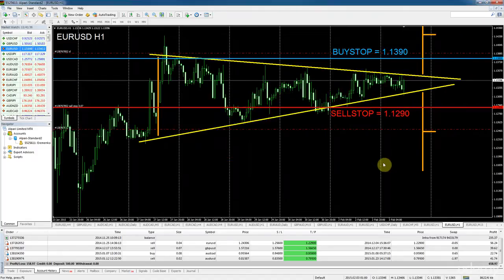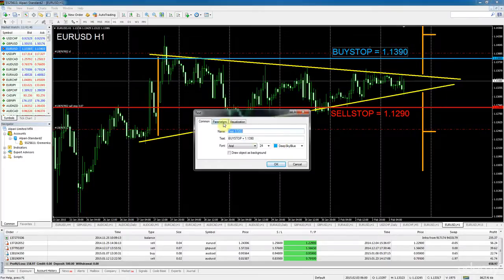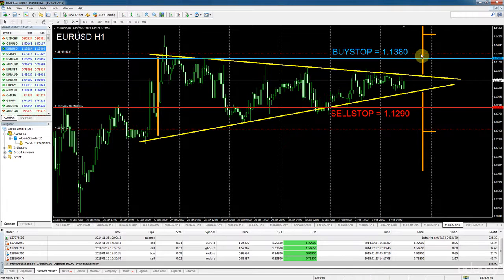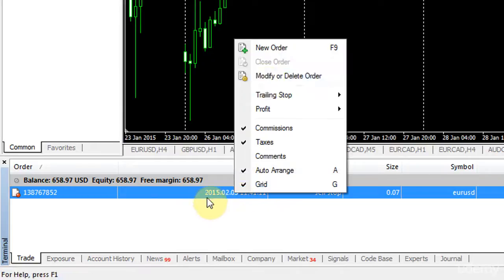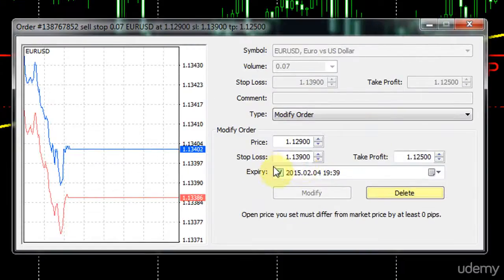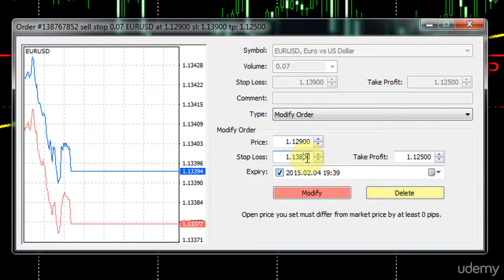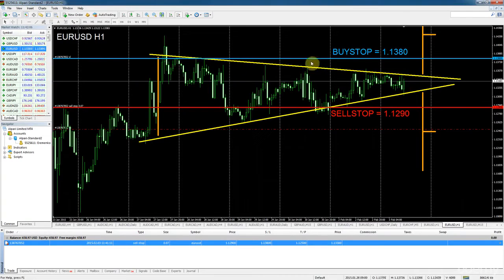Actually, I think I set the stop loss at the wrong price, so this price should have actually been 80, not 90. And we'll just quickly correct that. If we go to trade and we modify, this is how you can modify pending orders, and your stop loss should be just adjusted over here. It's very simple. Click modify, okay. So the stop loss is now hiding behind that blue line.